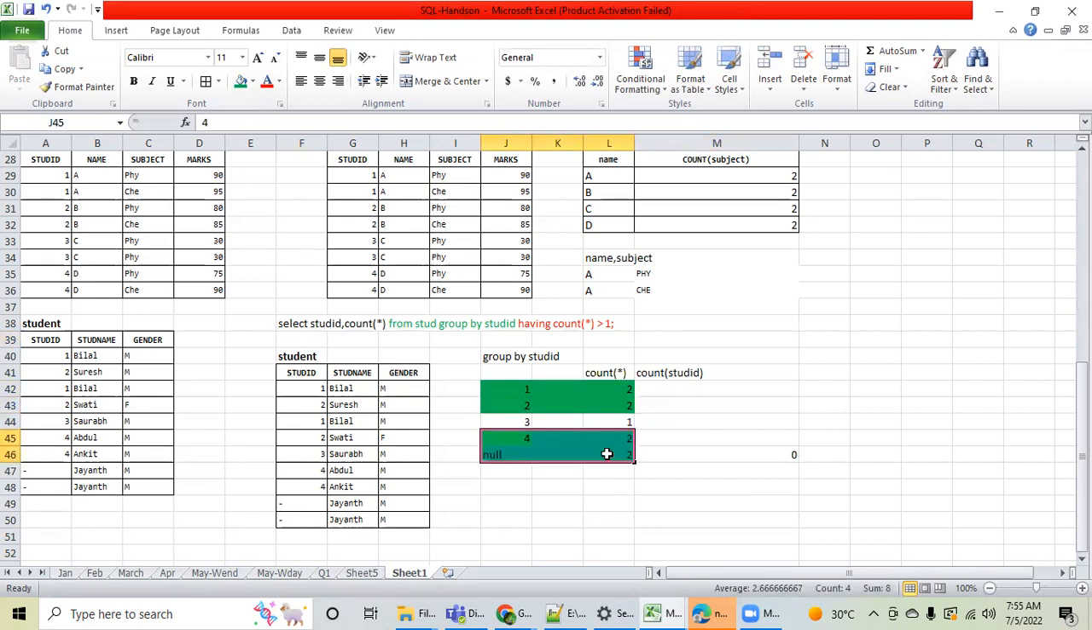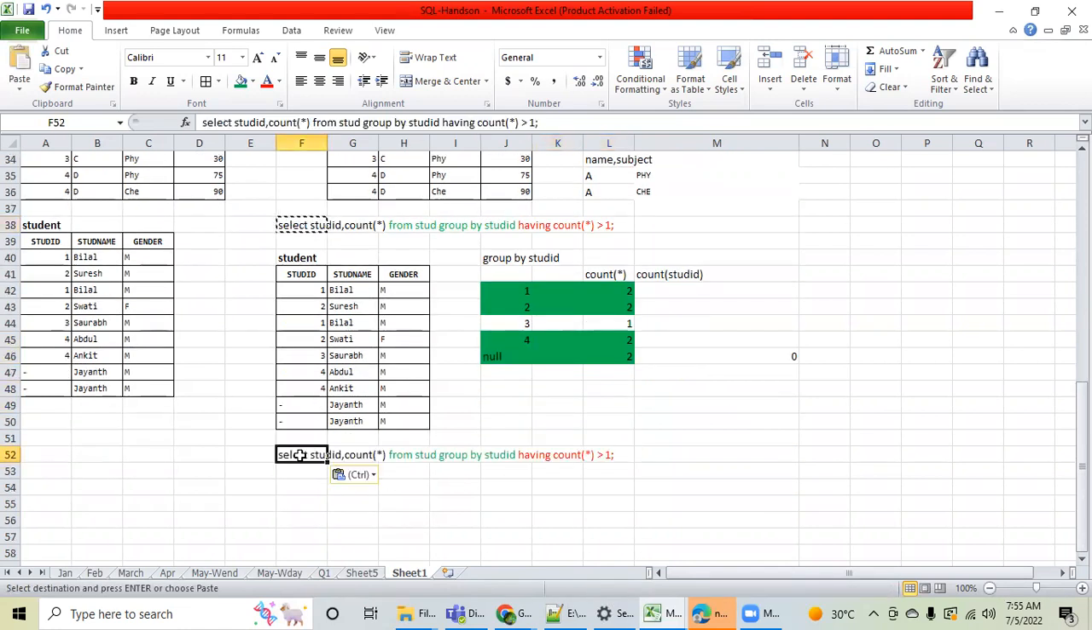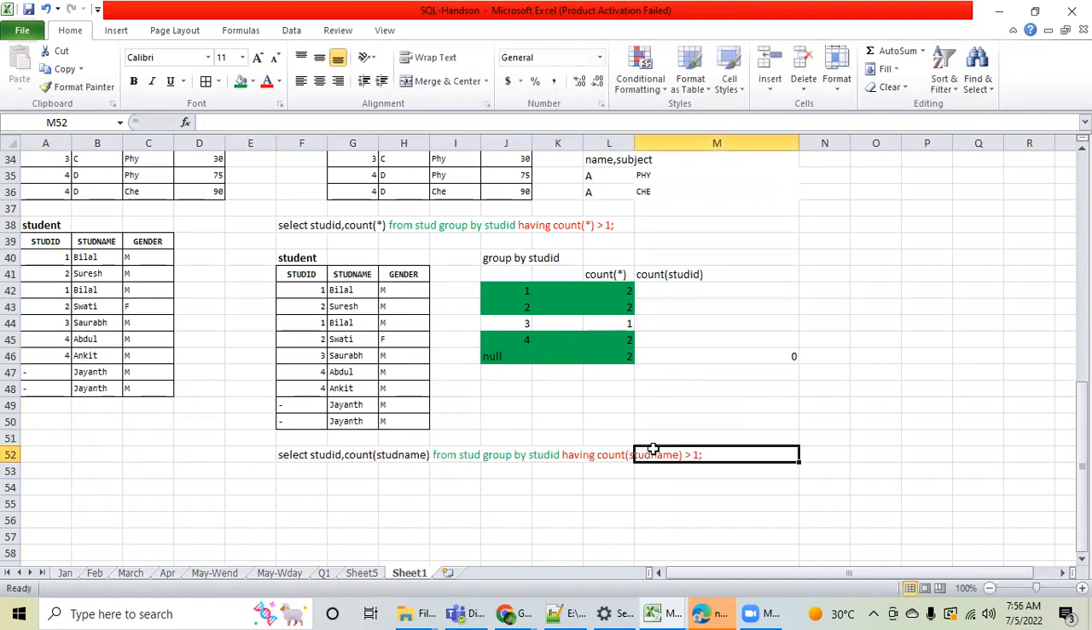Is this clear? Yes. Ranveer, I have one question. If in count we have a student name in place of a star, then while counting the bucket, will SQL calculate student name? Yeah, here as well you have to change it. So while counting the bucket, it will calculate student name.